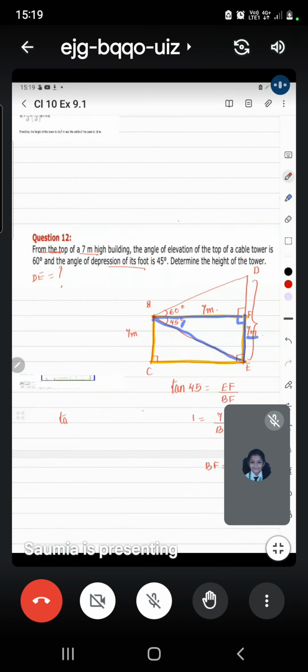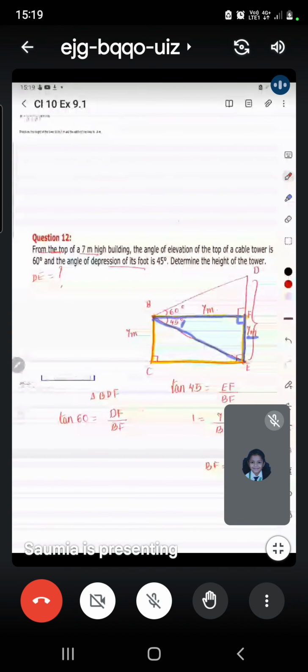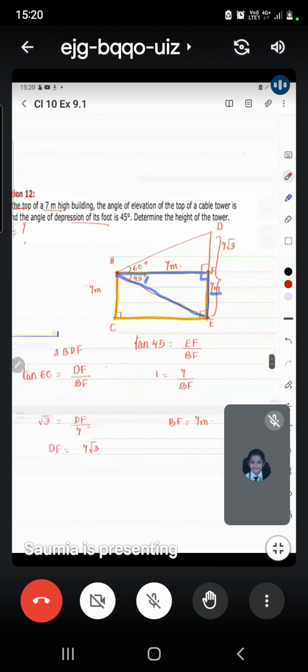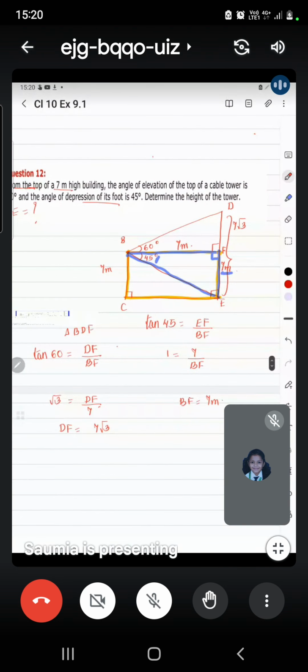Now use the tan ratio in the upper triangle, triangle BDF. That will be DF upon BF. What is tan 60? Root 3. Root 3 is equal to DF upon BF, which is 7. So DF is equal to 7 root 3. So I got DF as 7 root 3. But what was I supposed to find out? Height of the tower.